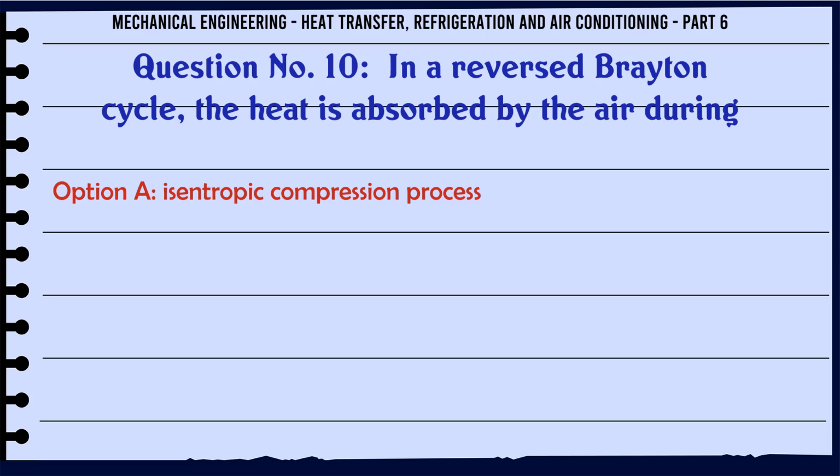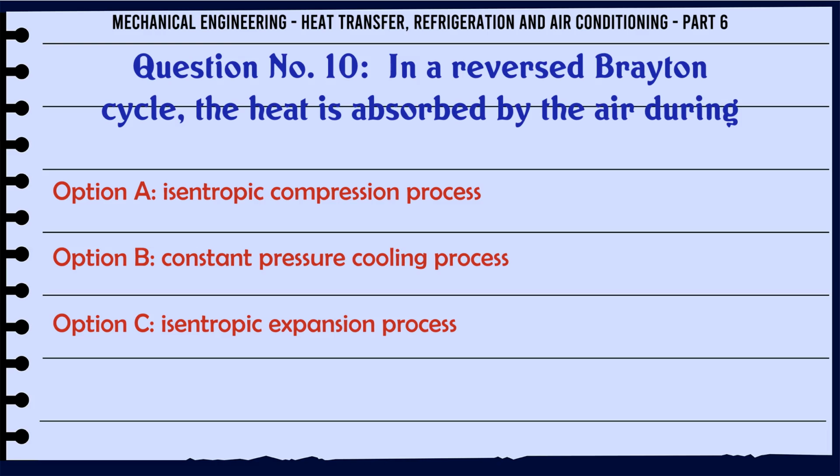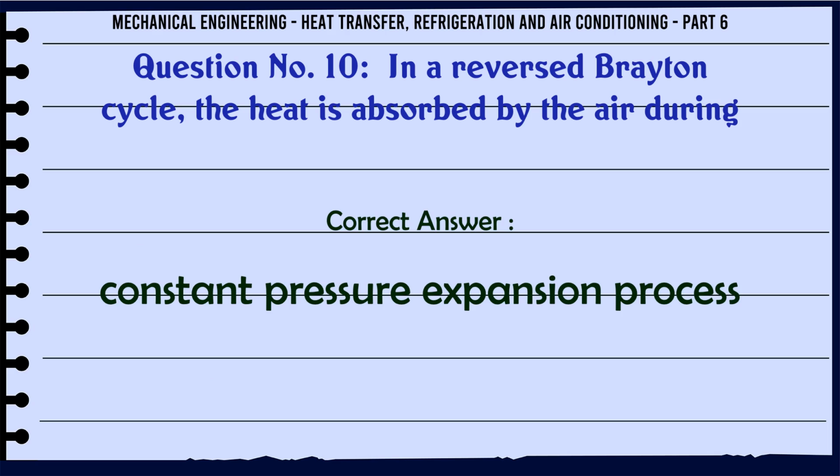In a reversed Brayton cycle, the heat is absorbed by the air during A. Isentropic compression process, B. Constant pressure cooling process, C. Isentropic expansion process, D. Constant pressure expansion process. The correct answer is constant pressure expansion process.